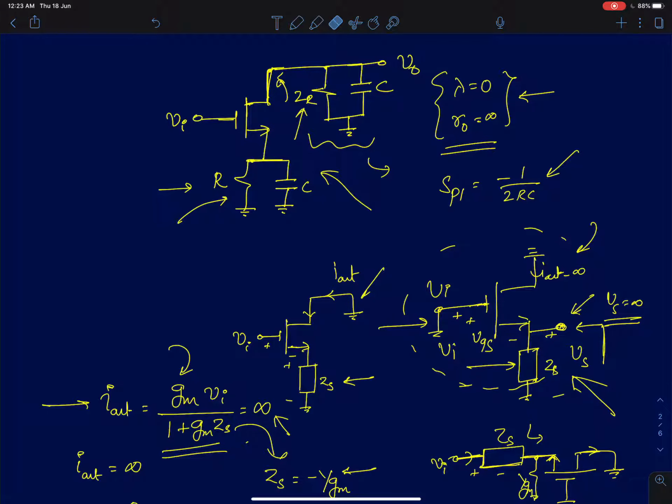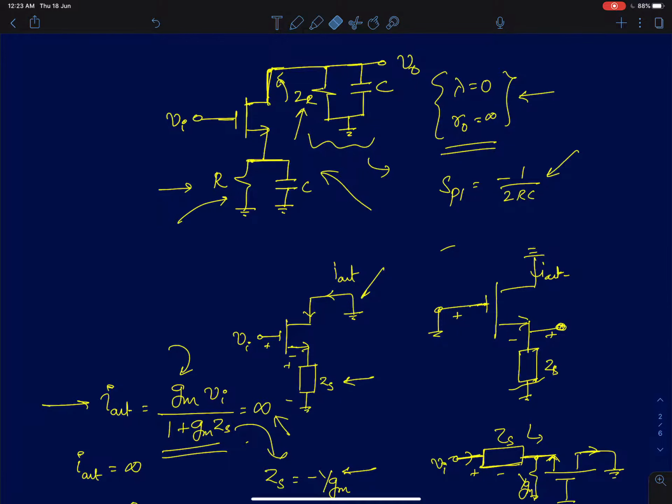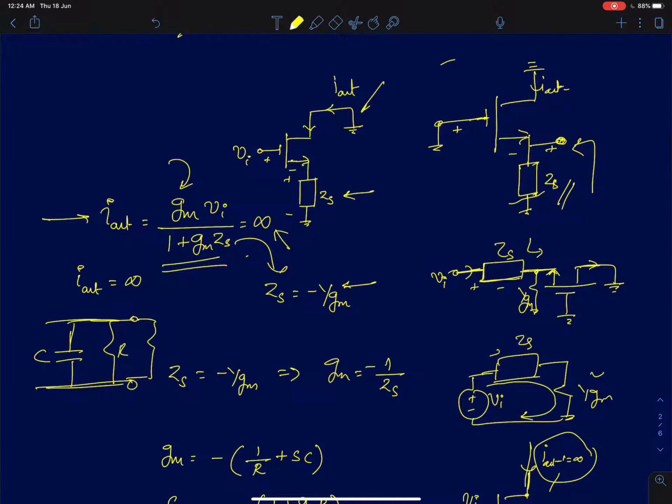So all I need to find is the value of S for which the impedance seen into the source terminal blows up to infinity. The source terminal impedance is ZS in parallel with 1 by Gm. So that equivalent circuit is what I've shown here. ZS parallel 1 by Gm is capacitor C, resistor R and 1 by Gm in parallel. So the net impedance should blow up to infinity.